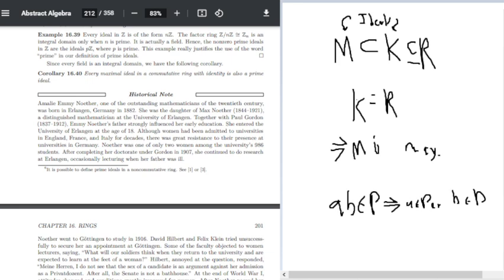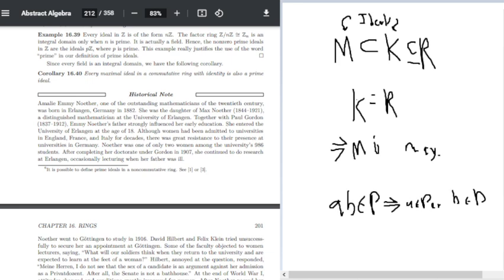Alright. Emmy Noether, one of the outstanding mathematicians of the 20th century, was born in Erlangen, Germany in 1882. She was the daughter of Max Noether, a distinguished mathematician at the University of Erlangen. Together with Paul Gordan, Emmy Noether's father strongly influenced her early education.